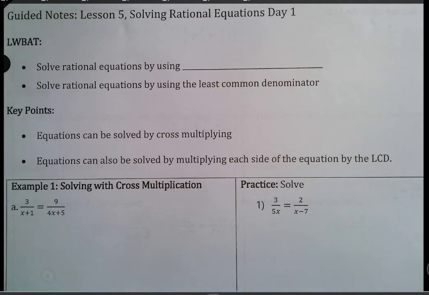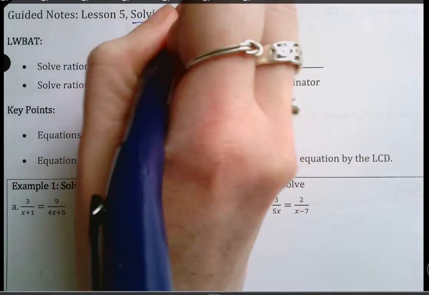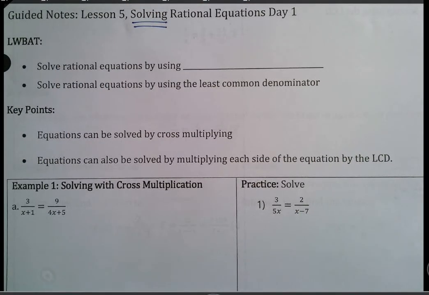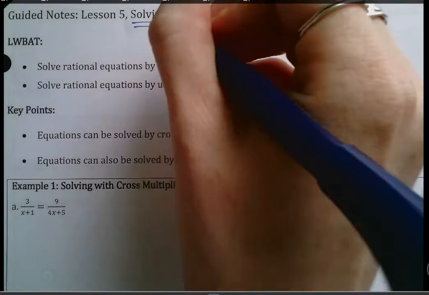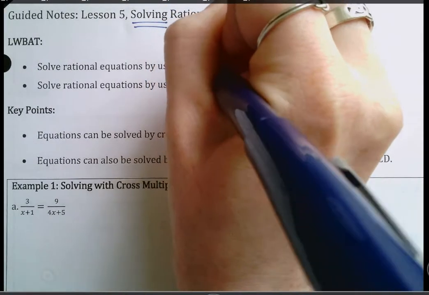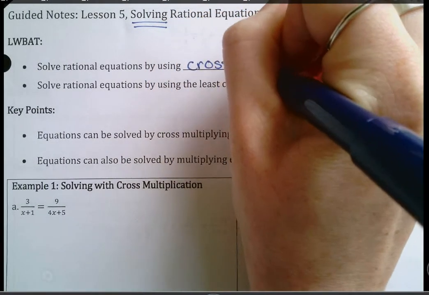This video is going to be all our notes for Lesson 5. This is all about solving these rational equations and expressions that we've been working with now. So we briefly went over cross multiplication if you were in class. So that's the first key point here, solving using cross multiplication.